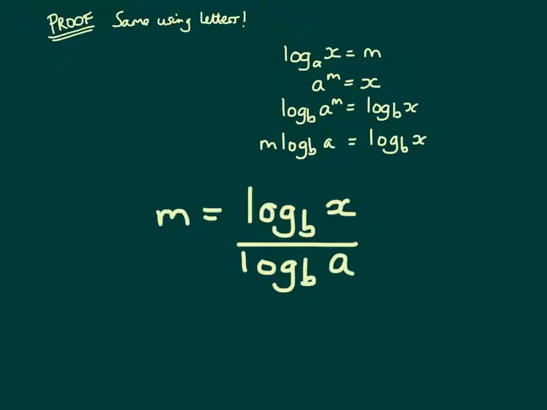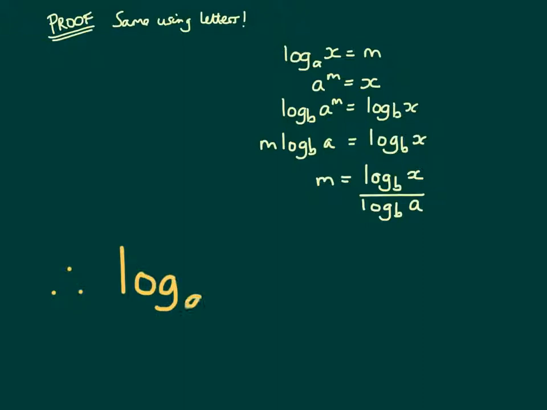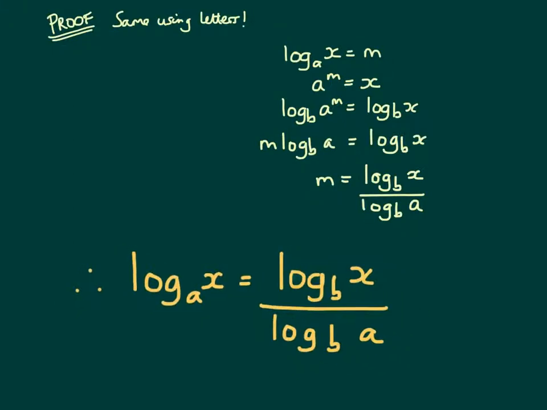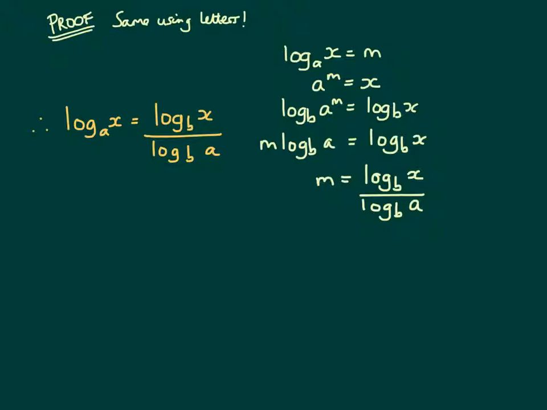And then because we have m is equal to that thing, and at the start m is also equal to log to the base a of x, therefore we can say that log to the base a of x is equal to log to the base b of x divided by log to the base b of a. And in logarithms, that's known as the change of base rule. Okay, so there you are. There's also an example of a mathematical proof of where that rule comes from.